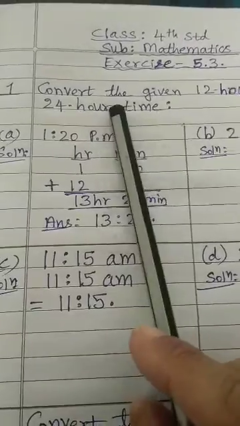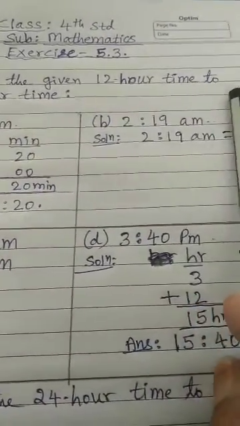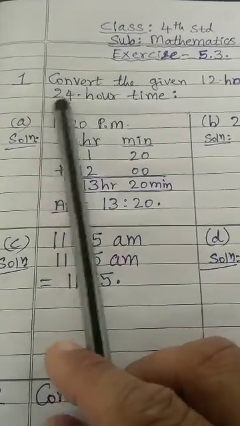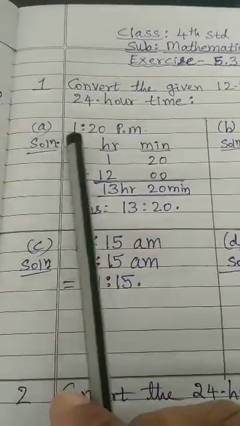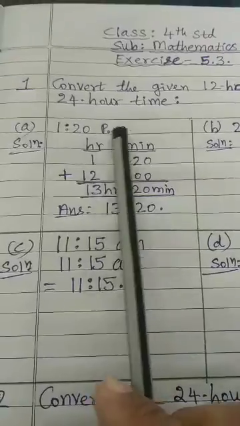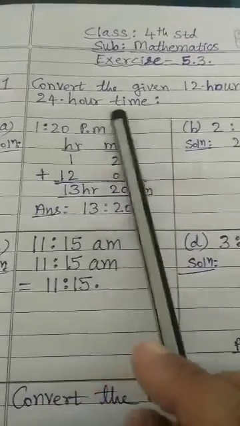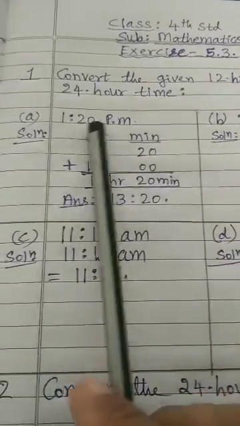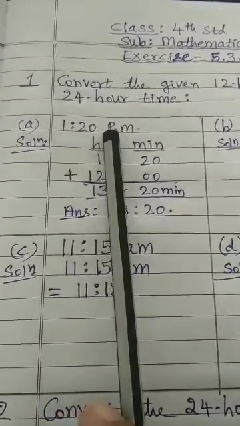First main question: convert the given 12-hour time to 24-hour time. This is the first main question. Question A is 1:20 p.m. This is 12-hour clock time. Convert the given 12-hour time to 24-hour time. Question A is 1:20 p.m.